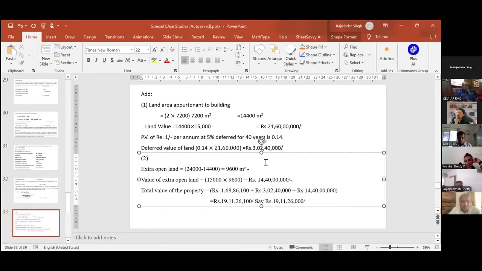Out of this 24,000, 14,400 has been used. The remaining is 9,600 square meter. And the value is 15,000 into 9,600. Value is 14 crore 40 lakh. So the total value will be, see here. This is how you have to proceed.